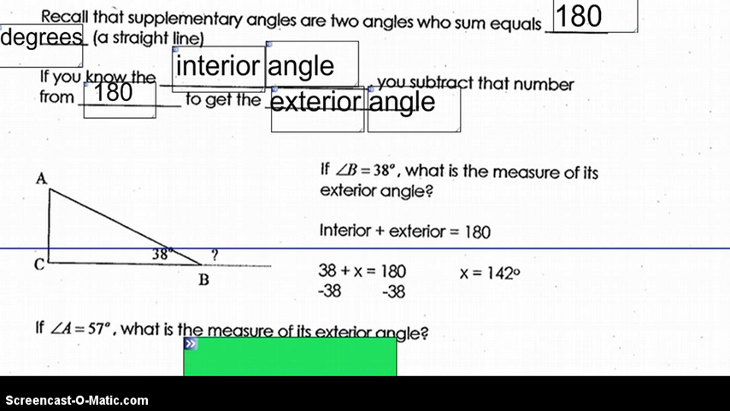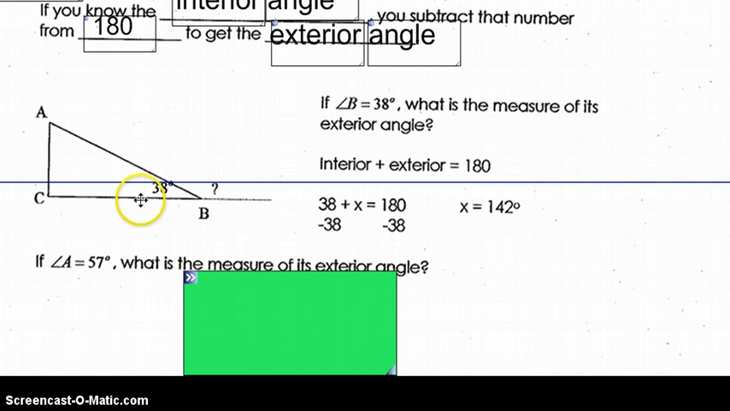So if you look at this example, if angle B is 38 degrees, the question says, what is the measure of its exterior angle? Well, an interior and exterior angle always form a straight line, which means they add up to 180 degrees. So if we were to take 38 plus that missing angle, it would equal 180. That means that x equals 142 degrees, which is what you get when you take 180 minus 38.